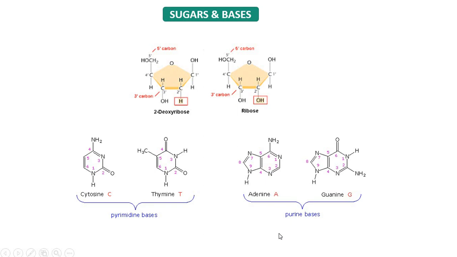And if we have a purine ring in the bases, then they are known as purine derivatives. So two purine derivatives are there, adenine and guanine. These are the four bases particularly present in the nucleic acid. Cytosine stands for C, thymine stands for T, adenine stands for A, and guanine stands for G. So these are the four main pyrimidine and purine bases present in the nucleic acid. These sugars and bases are the basic components of the nucleic acid.